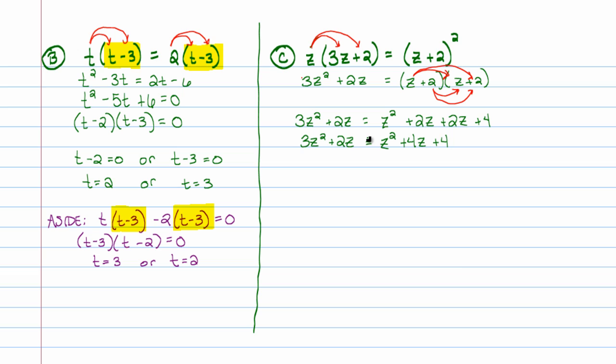I see I have two different powered versions of z here, so that means I'm going to move things to either the left-hand side or the right-hand side, my choice. And I'm going to choose to move things to the left-hand side because I like my coefficient of z squared to remain positive. So I'm going to go ahead and subtract z squared from both sides, 4z from both sides, and 4 from both sides. I get this beautiful trinomial that I can actually factor a 2 out of.